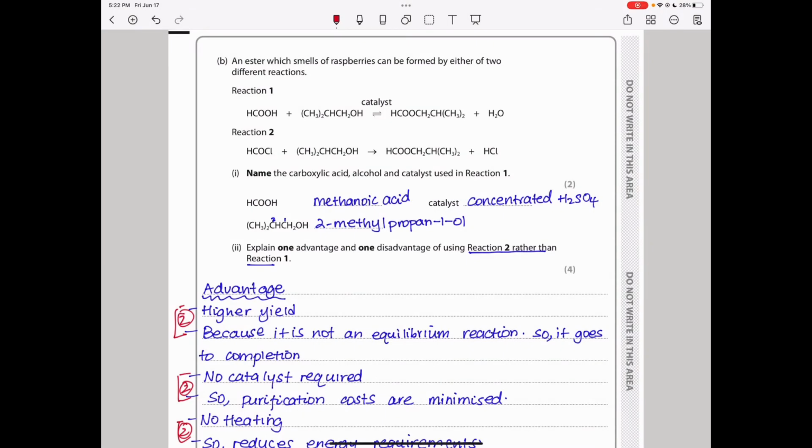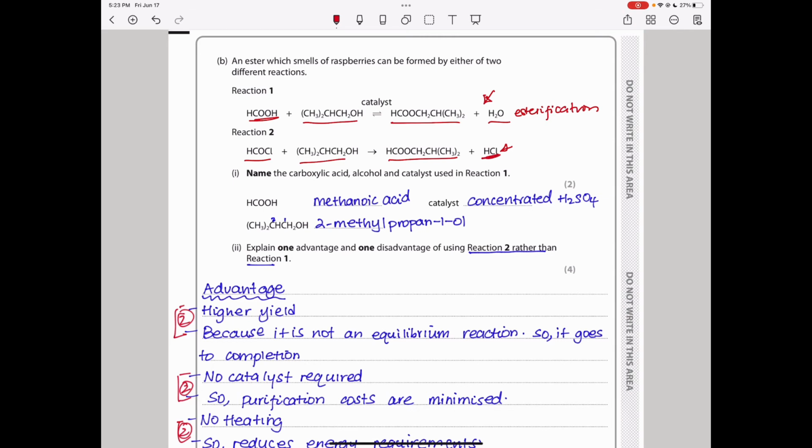It's small. An ester which smells of raspberries can be formed by two different reactions. So we have two reactions here we're going to use. There is reaction 1, where we have a carboxylic acid combining with an alcohol to form an ester and water. This is what we call esterification. Or here we can use, of course, an acyl chloride and an alcohol to form that. Reaction 1 is reversible, so of course the yield is not going to be that great. However, reaction 2 is going to have a higher yield, but it will produce HCl, which is a toxic gas, so that one you should know.